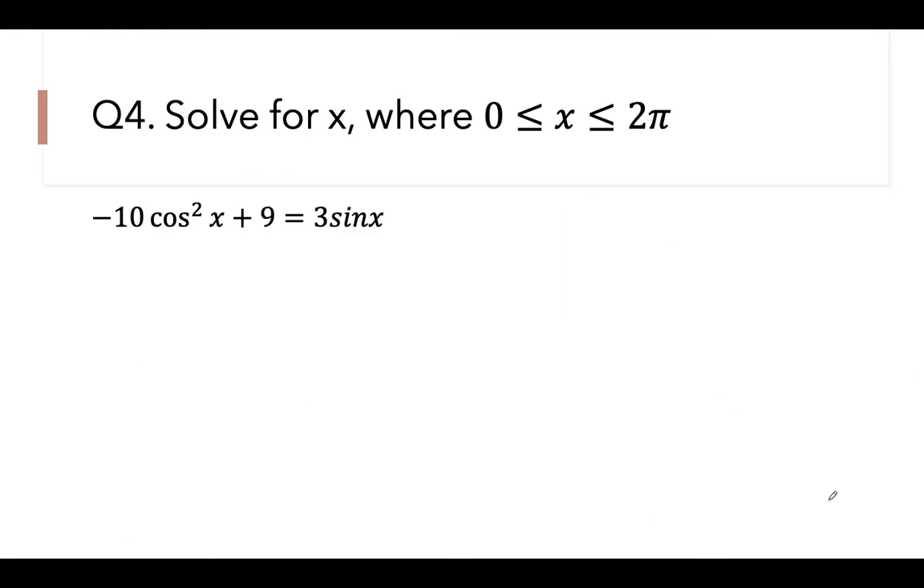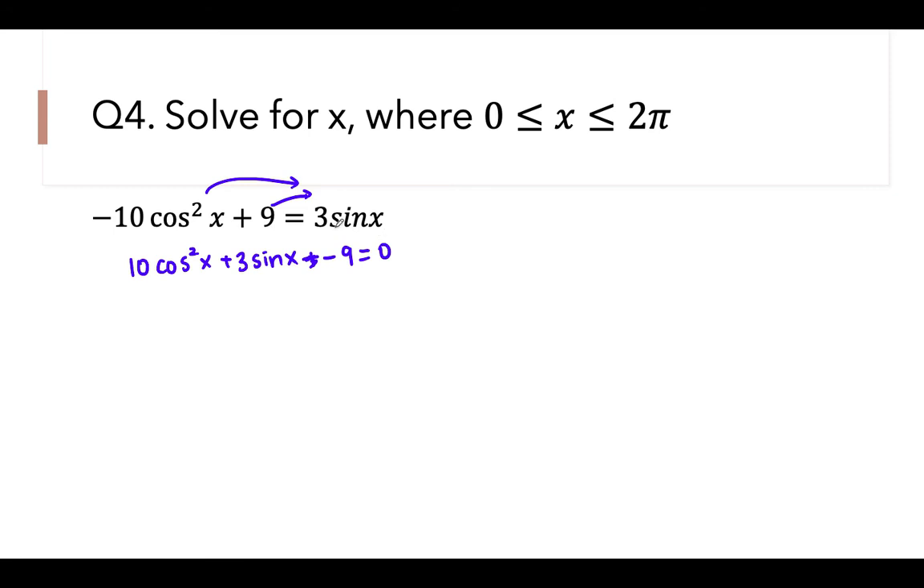Okay, next question. So we have -10 cos squared x + 9 = 3 sin x. Again, when you're solving for something, the equation should equal 0. So I'm going to move everything to one side. I want this to move to this side so I can make it positive. So it's going to be 10 cos squared x + 3 sin x - 9 = 0.